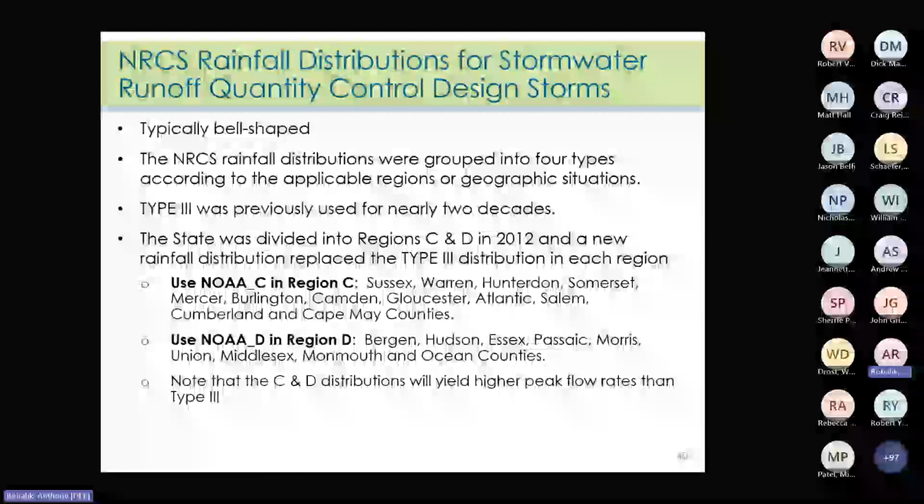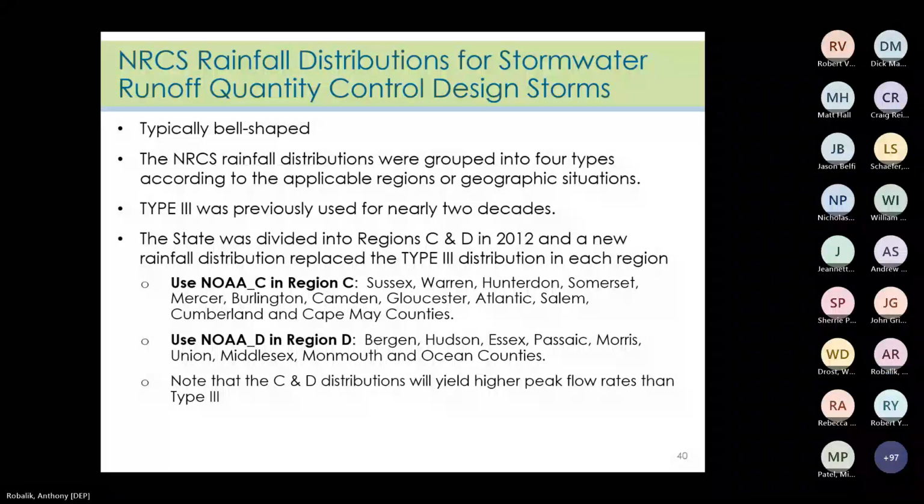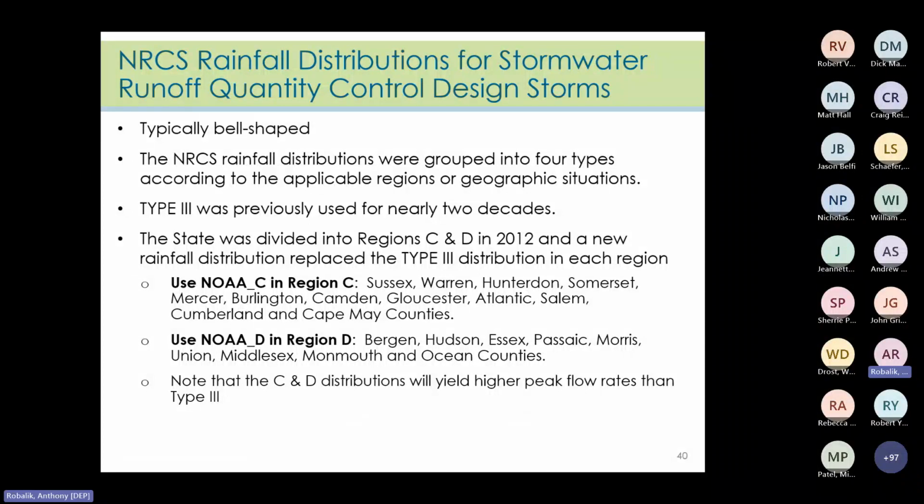Now we require use of the NOAA C and D distributions, depending on which county we're in, per the 2012 bulletin from NRCS. A coworker has done some modeling using these, and we've learned that you can expect to see slightly higher peak flow rates when using the C and D rainfall distributions.